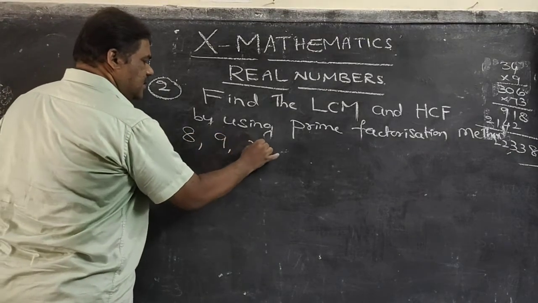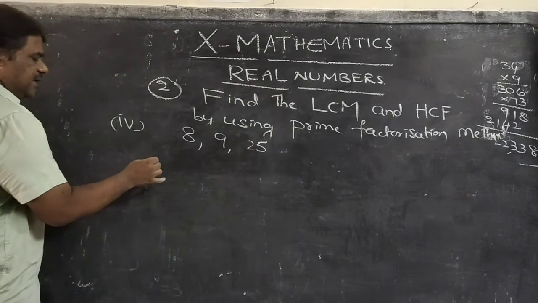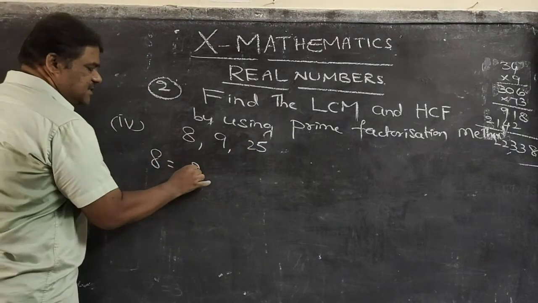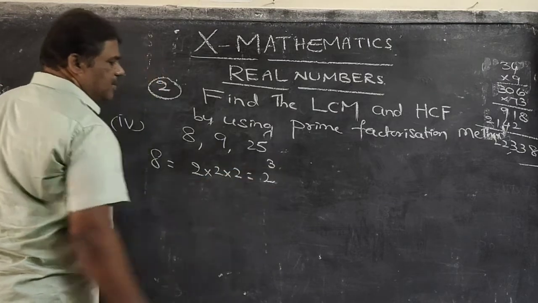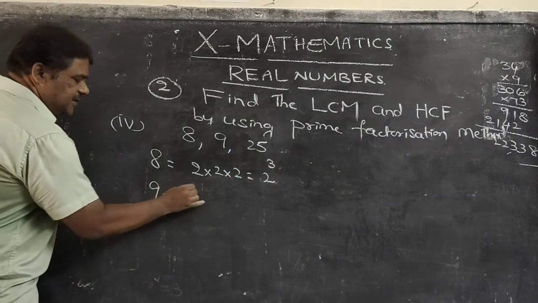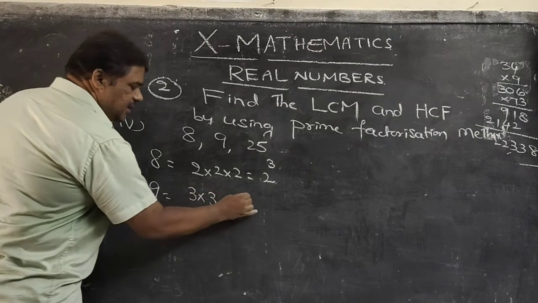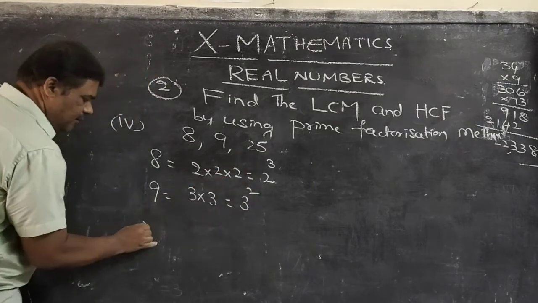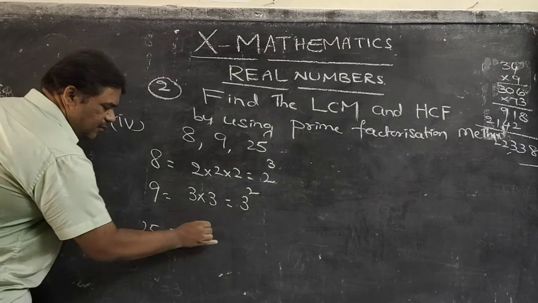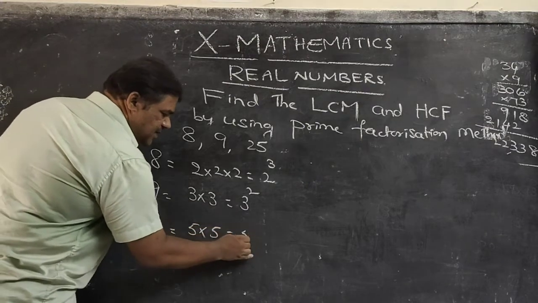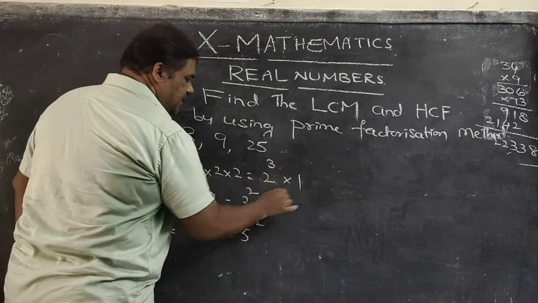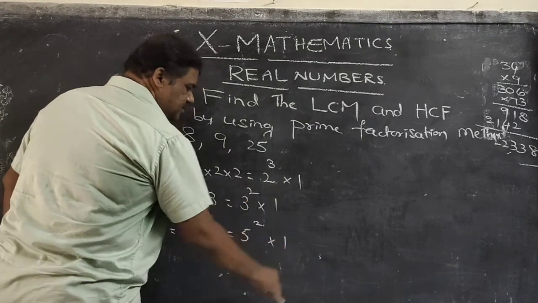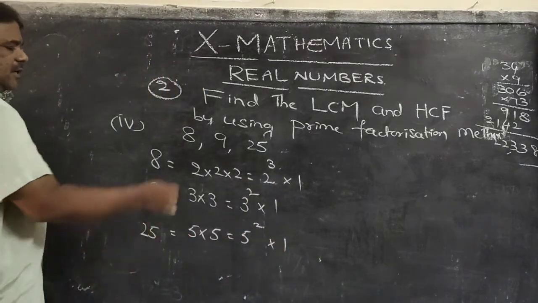8, 9, 25. Now let us write factors of 8. Factors of 8 is 2 into 2 into 2, that is 2 cube. 9 factors are 3 into 3, that is 3 square. 25 is 5 into 5, that is 5 square. Here no common element, so you can write into 1.